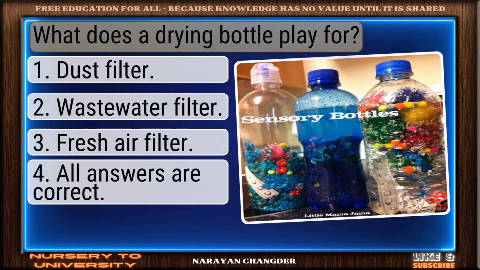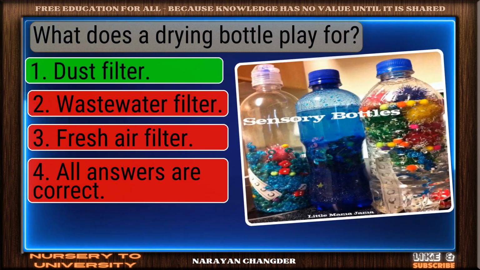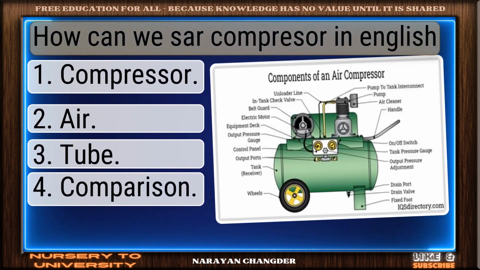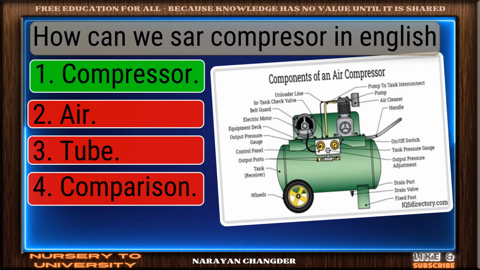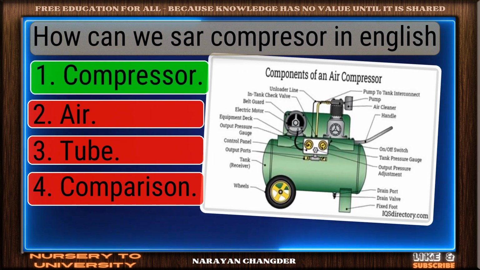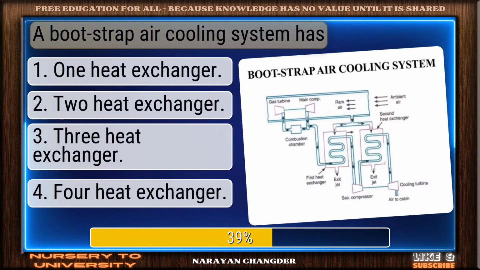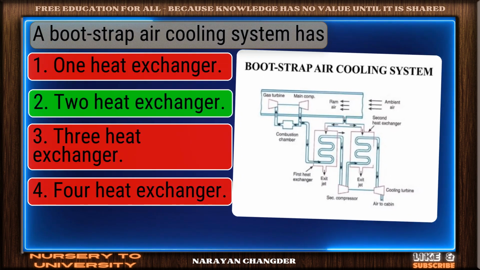What does a drying bottle play for? Smart move, dust filter is an accurate answer. How can we say compressor in English? You got it. Your choice compressor is right. A bootstrap air cooling system has. You chose two heat exchanger, and it is correct.